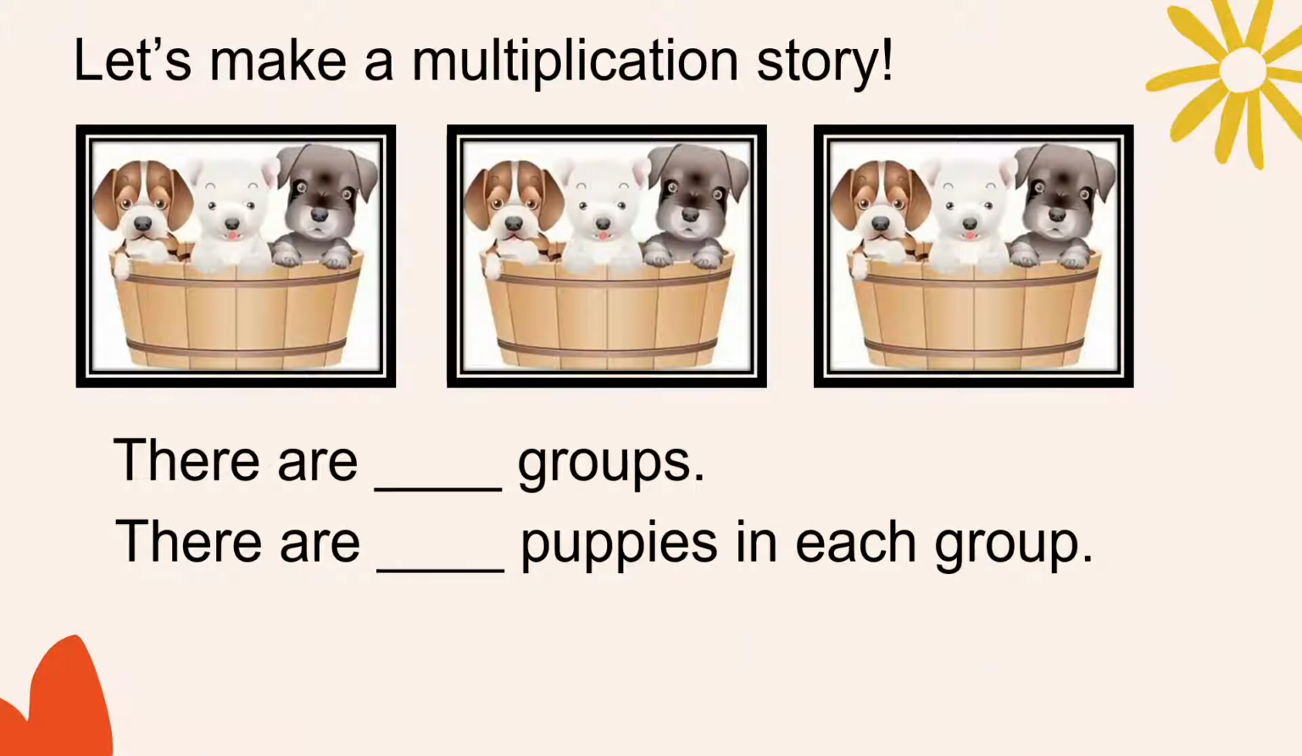Okay, let's make a multiplication story. Look at the set of pictures. How many groups can you see? Right, there are 3 groups. How many puppies are there in each group? Correct, there are 3 puppies in each group.